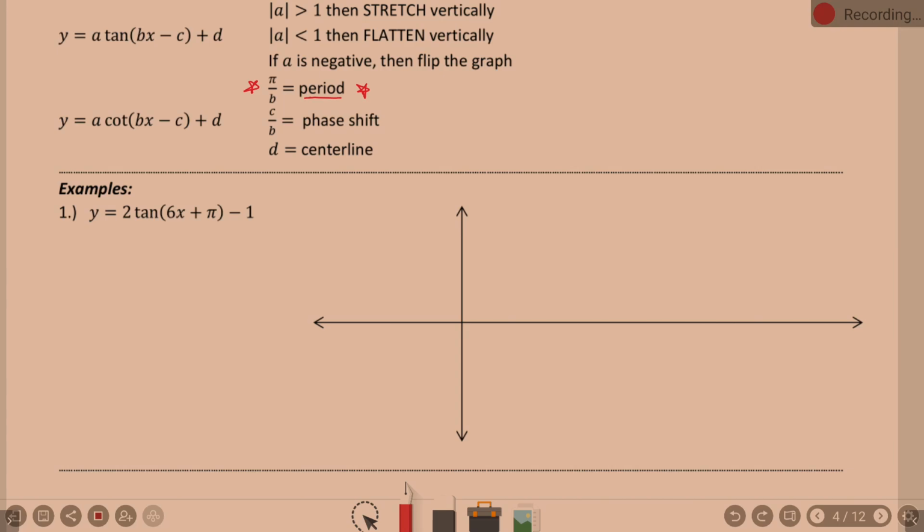Okay, you ready to try one? Let's try one. So, y equals 2 times the tangent of 6x plus pi, minus 1. I'm still going to go through asking some questions.